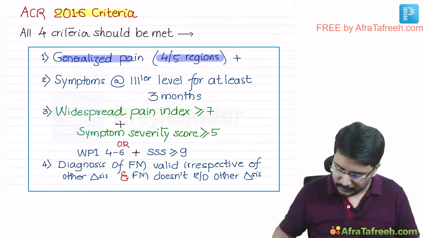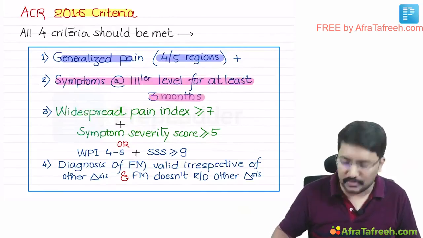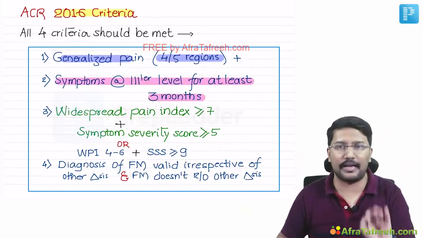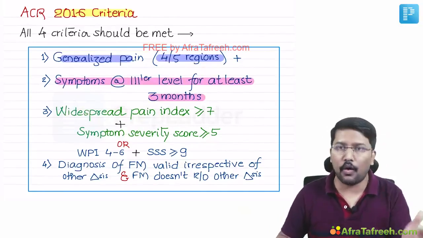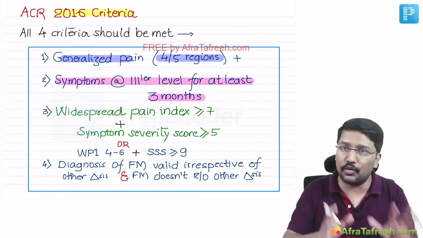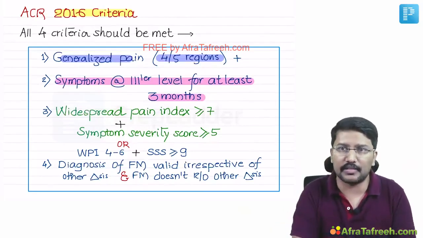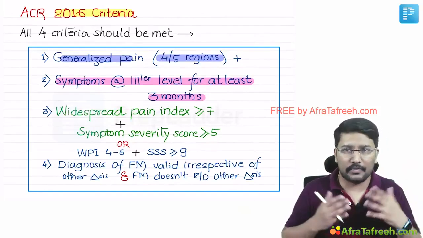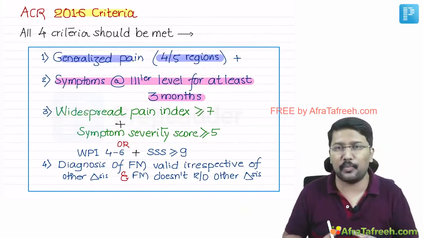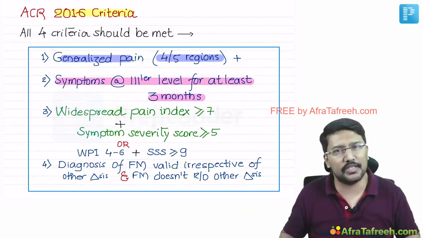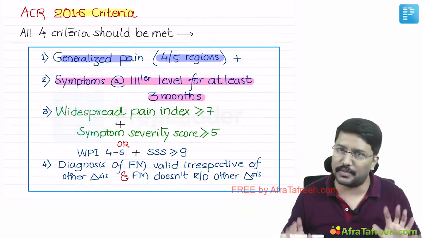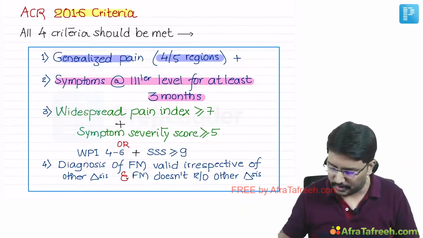Then the symptoms should be present at a similar level for at least 3 months. That means 3 months is an important point to note, and if the symptoms are improving or worsening, that doesn't go in favor of fibromyalgia. The symptoms should be roughly at a similar level. So 3 months back, whatever was the extent or severity of pain and symptoms, I experience the same severity of pain even today. They are not worse, they are not better. That is exactly what we are looking at.